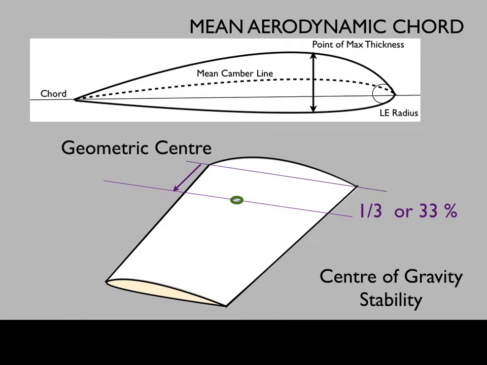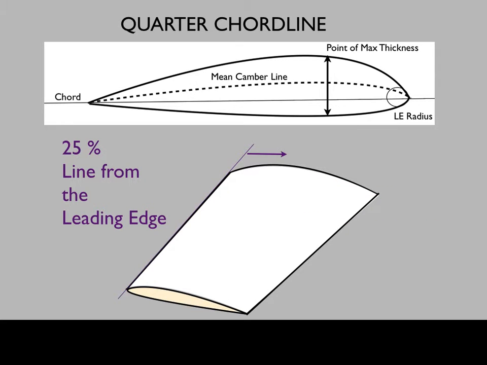The next definition is the quarter chord line. A line joining the quarter chord points along the length of the wing is the quarter chord line. A line joining all the points of 25% of the chord measured from the leading edge of the aerofoil.